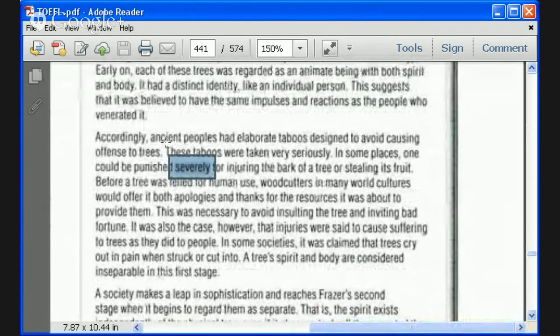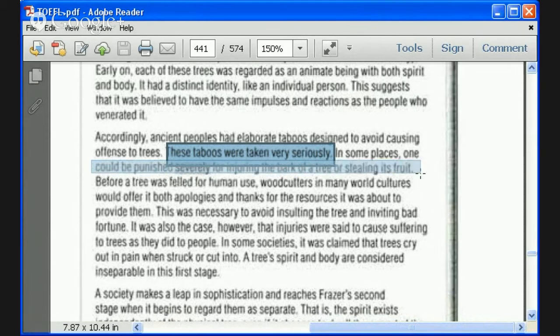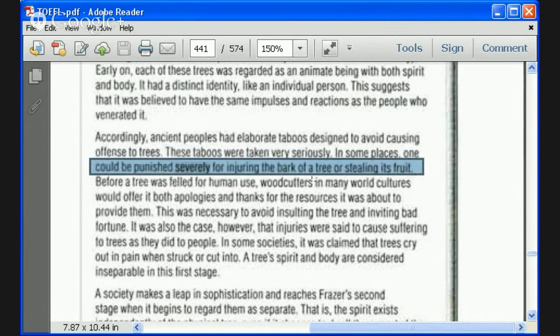All right. These taboos were taken very seriously. Again, look one sentence before, why not? In some places, one could be punished severely for injuring the bark of a tree or stealing its fruit. Can you think of a word? Harshly. Harshly, yes.